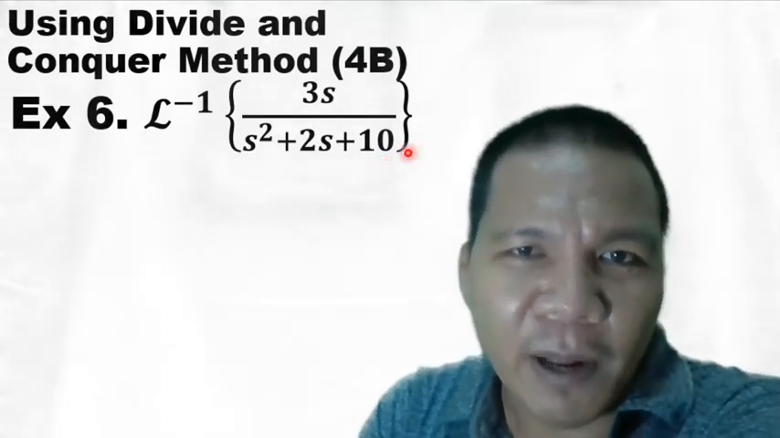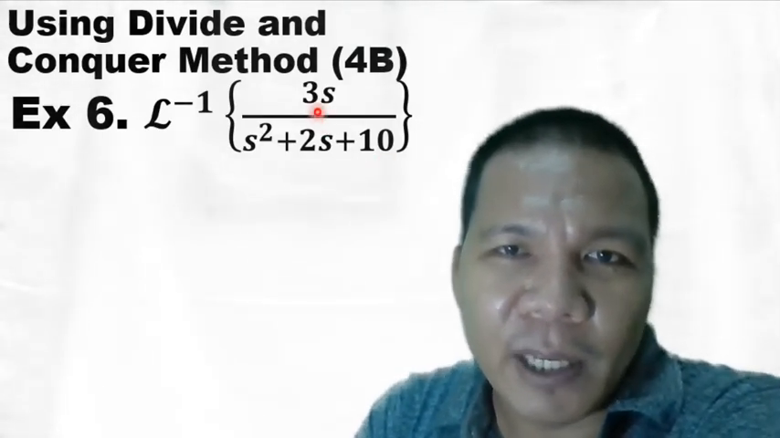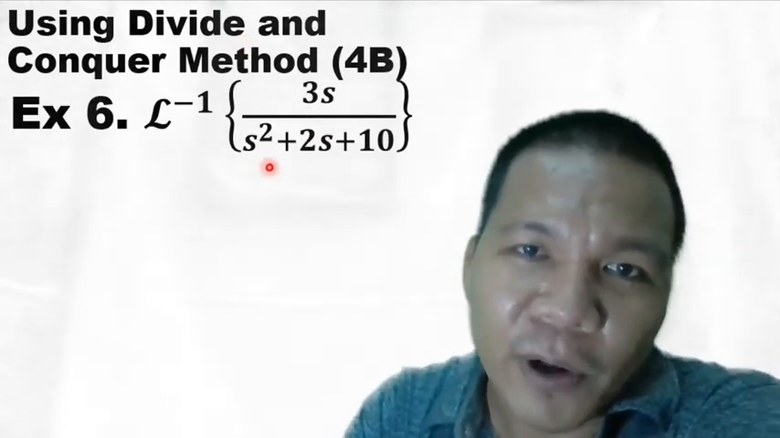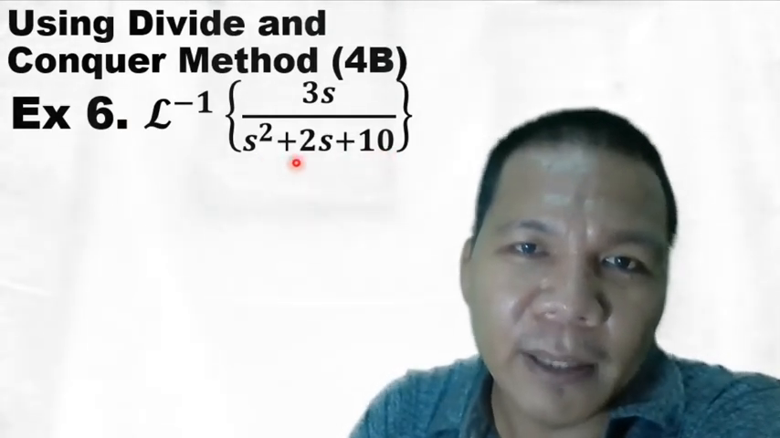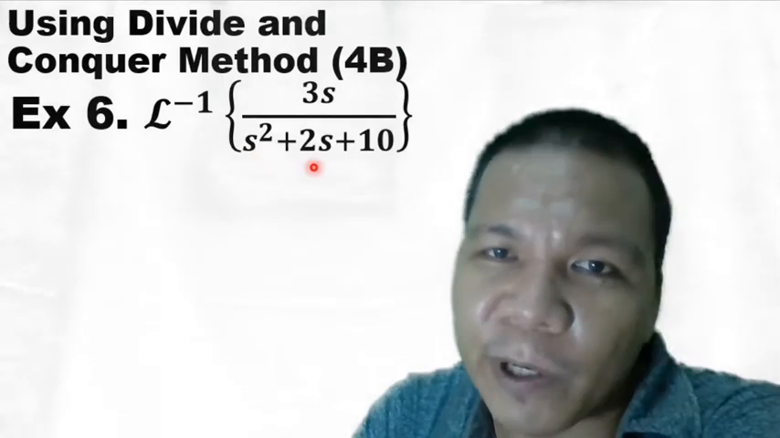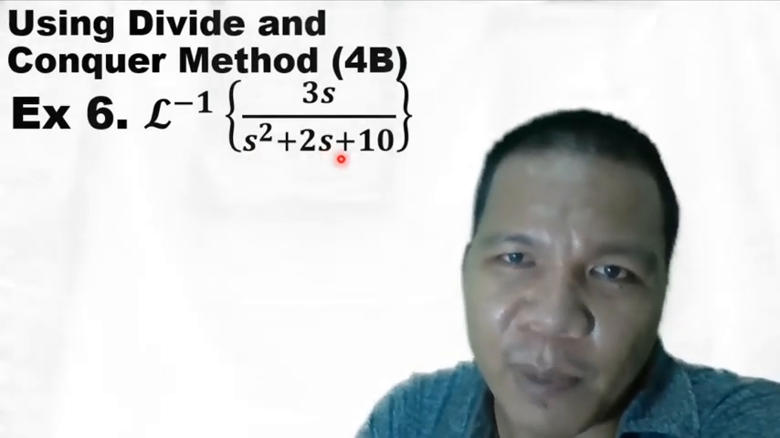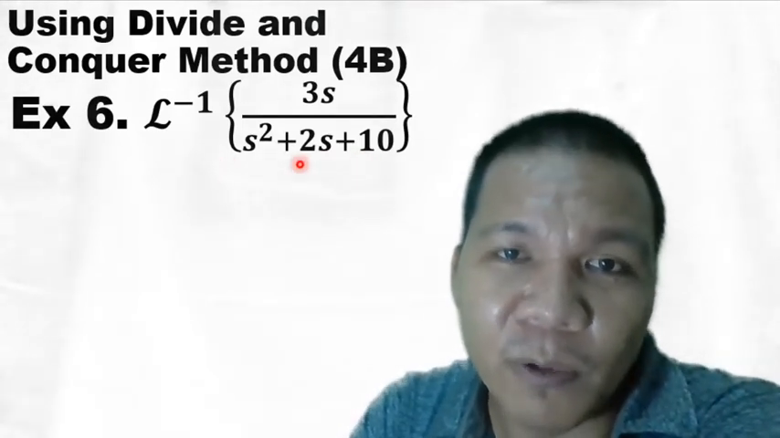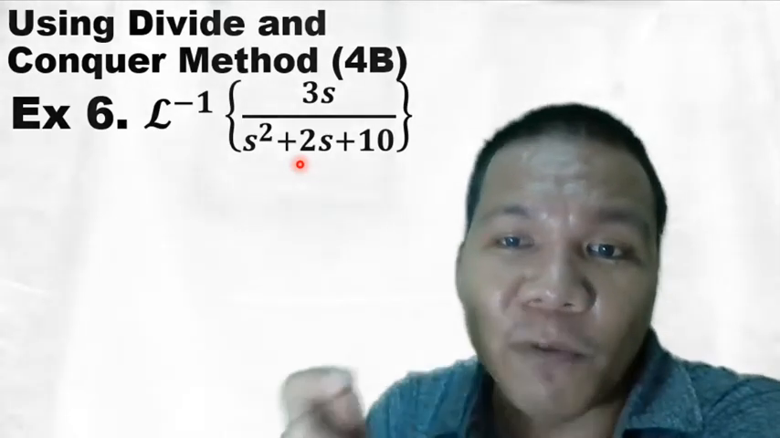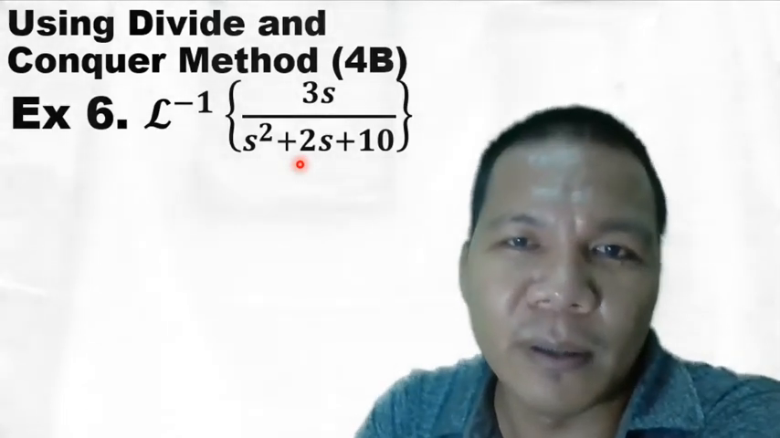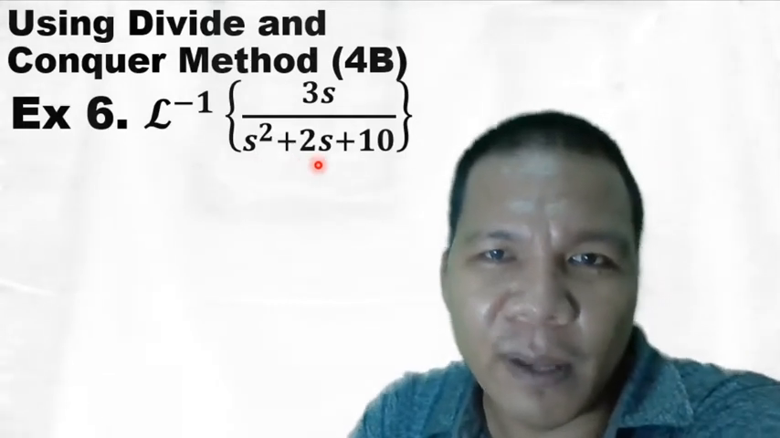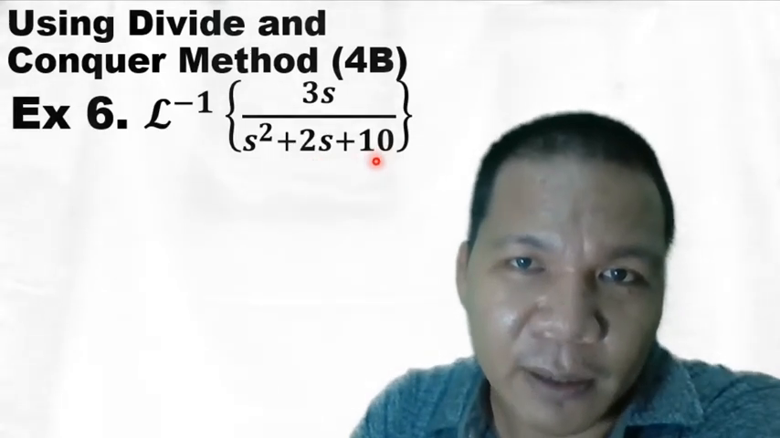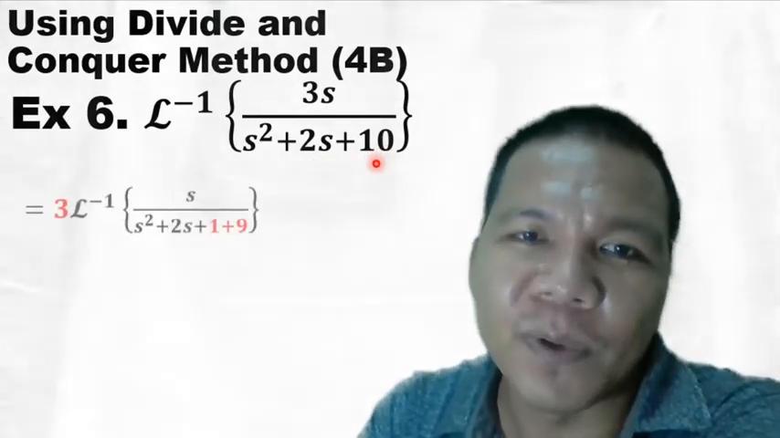Now, to solve this problem, first we need to take out 3 outside your inverse Laplace transform sign. And then we are going to manipulate the denominator here so that I have a perfect square trinomial as a term in your denominator plus a constant term. So in this case, s squared plus 2s will become a perfect square trinomial if we add 1 to the binomial. So s squared plus 2s plus 1 becomes a perfect square trinomial. So we need to split 10 into 1 and 9.